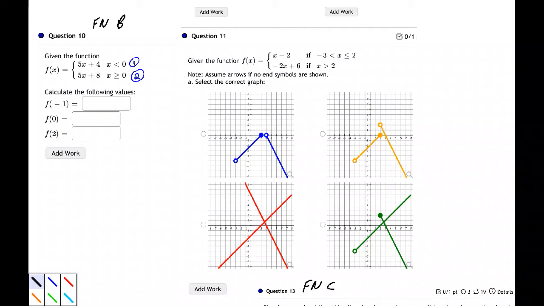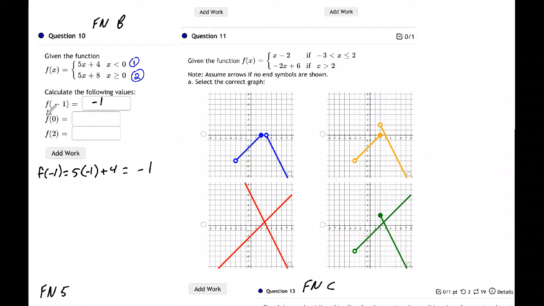So to find f of negative 1, we first have to ask ourselves, is negative 1 less than 0 or greater than or equal to 0? Negative 1 is less than 0, so we're going to use 5x plus 4. We're going to plug negative 1 into 5x plus 4. f of negative 1 equals 5 times negative 1 plus 4, replacing the x with a negative 1. I suggest you write this down too to show me what you're plugging into. If we evaluate 5 times negative 1 plus 4, that would be negative 1. So f of negative 1 equals negative 1.